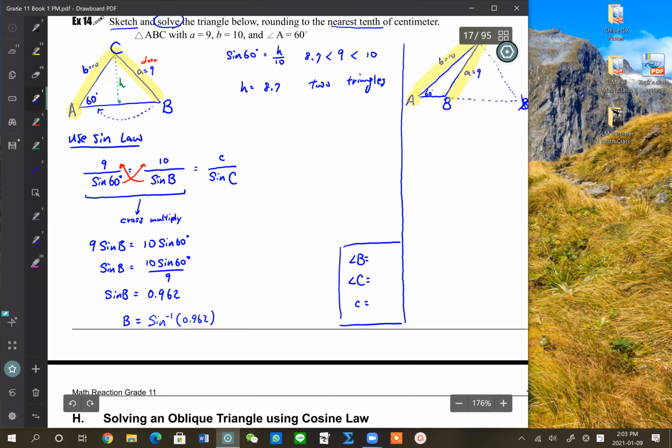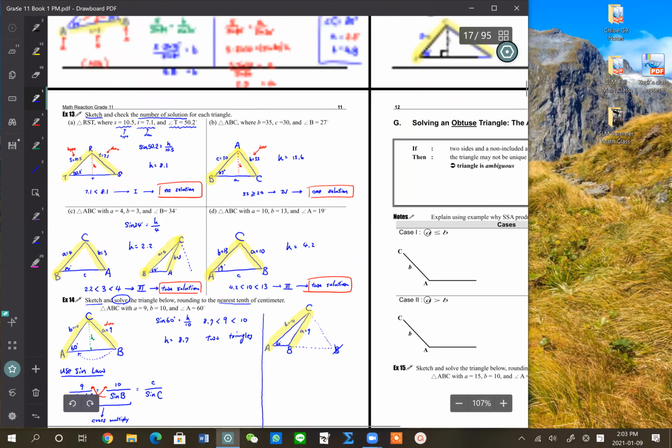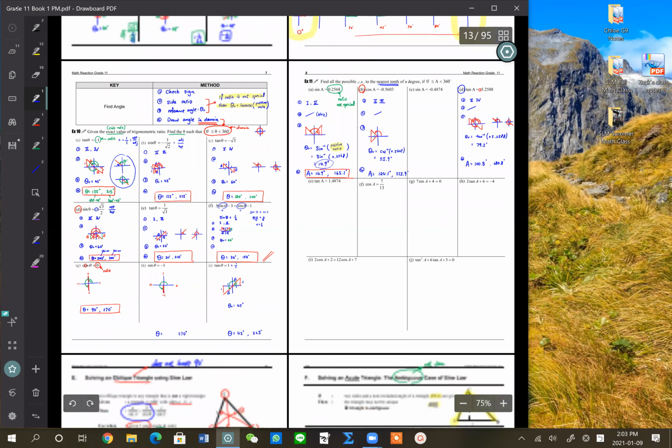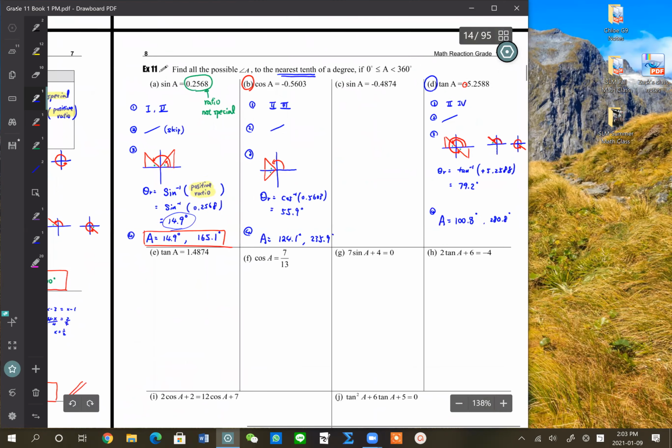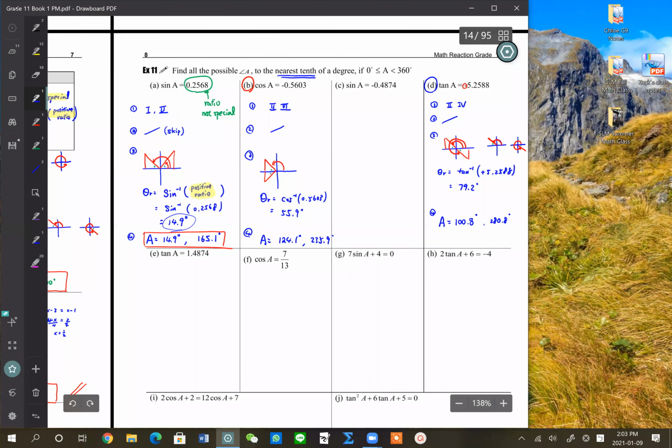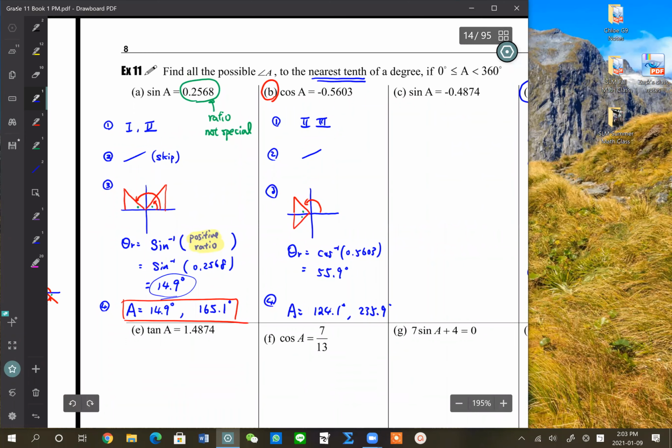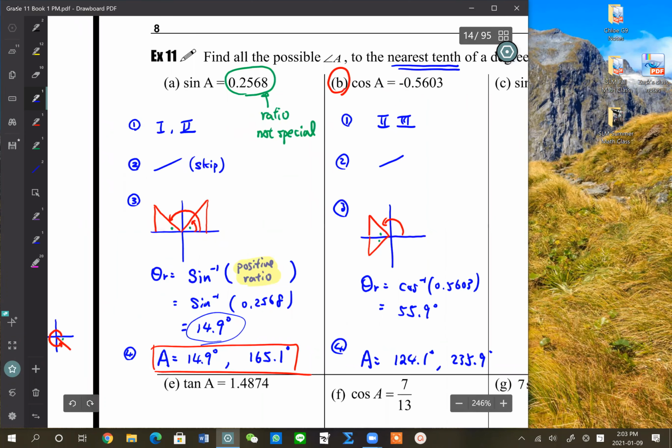Okay, this part has to do with what we learned a few pages back, like page 8. Question 11. If the ratio is not special, like this one, then you need to do inverse to get the angle. Sine inverse. Okay, so type into your calculator.